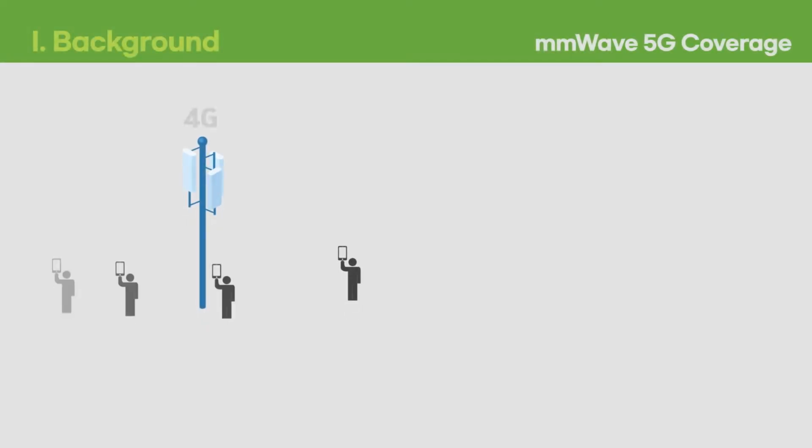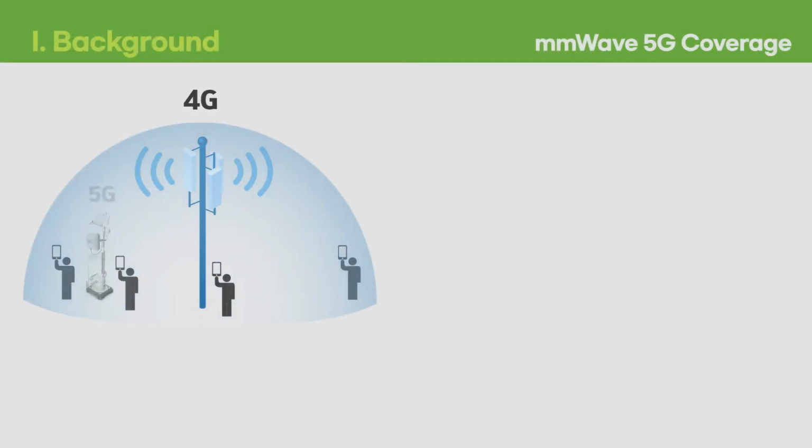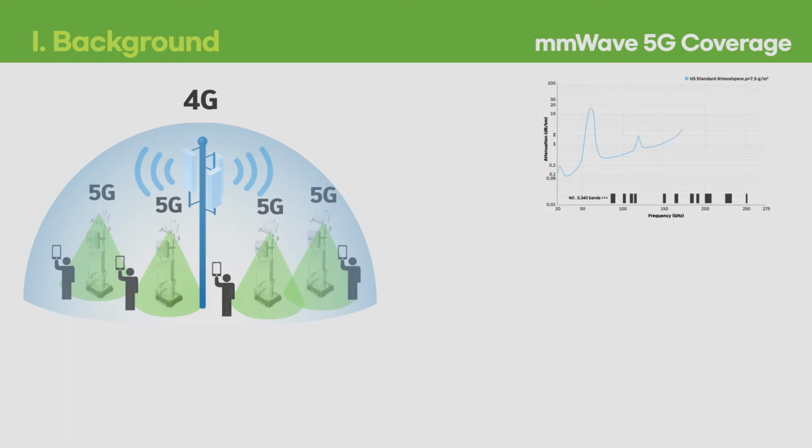Unlike 4G communication, mmWave 5G requires a larger number of base stations to cover the same area. This is due to the intrinsic nature of electromagnetic waves, or EM waves, for which the propagation loss through the air increases drastically as the frequency increases above mmWave band. This loss gets even worse in rainy weather.